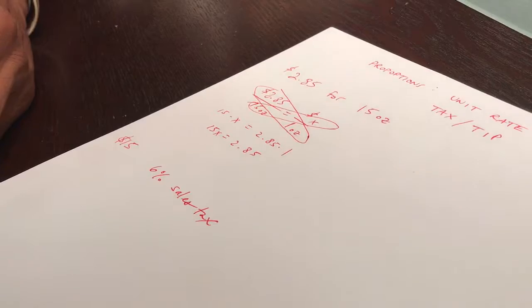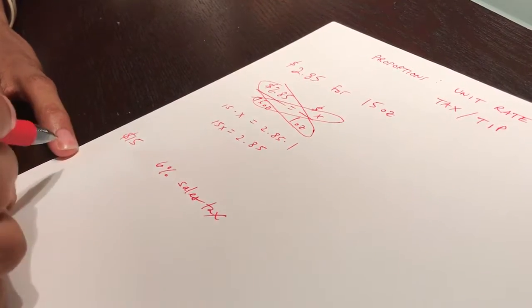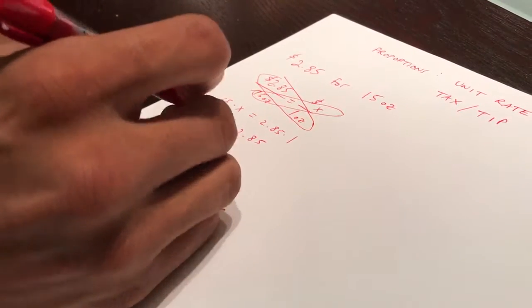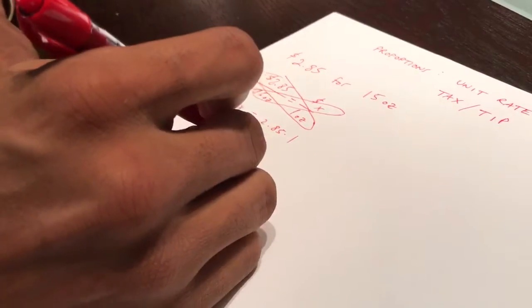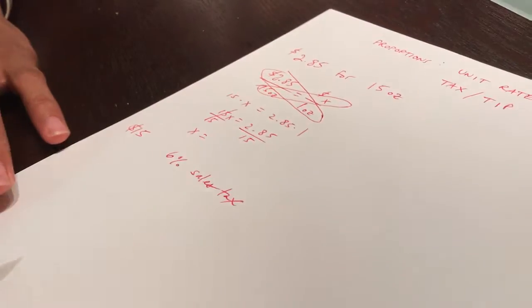From here, I need to get rid of this 15. I want to get X by itself, so I want to do the opposite operation. Right now it says 15 times X. I need to divide by 15, making that 1. Whatever I do to one side, I do to the other. So now I have X equals whatever 22.85 divided by 15 is.